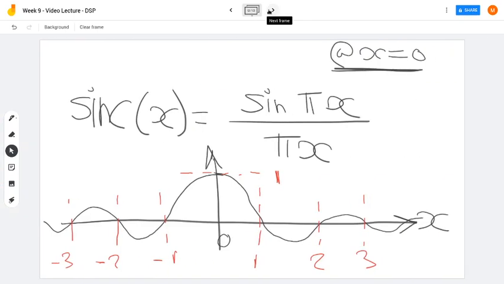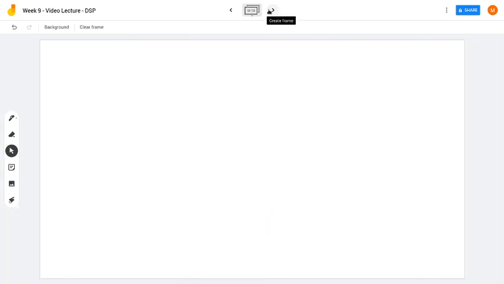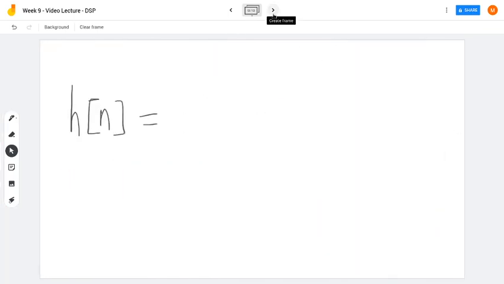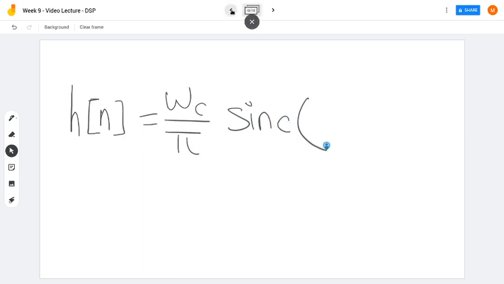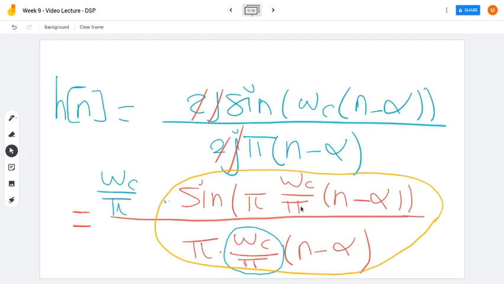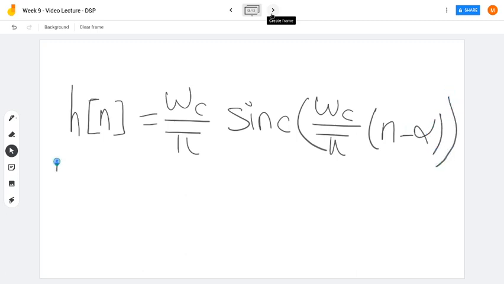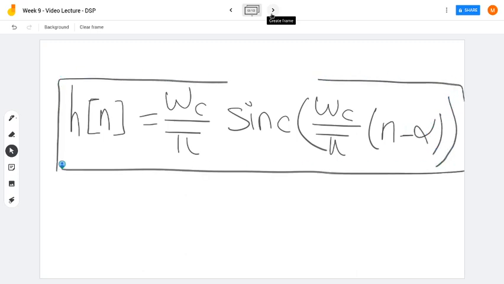So let me write it down over here. The impulse response of our ideal low pass filter with linear phase will be, if you go back over here, omega c over pi sinc, and let's go back over here, we'll get rid of this pi, so omega c over pi n minus alpha, where here the variable is n.